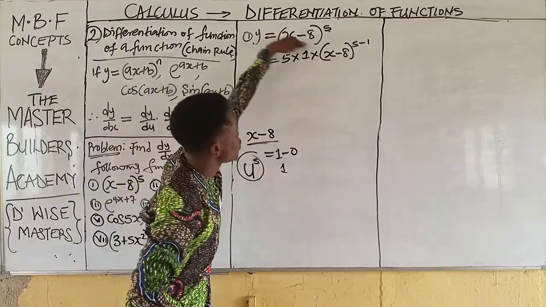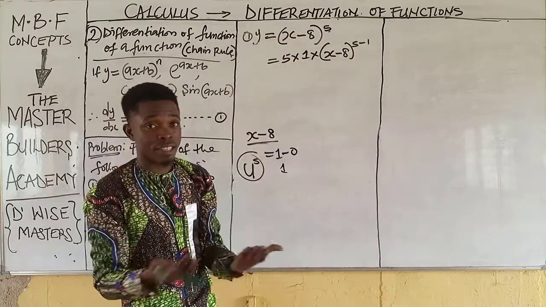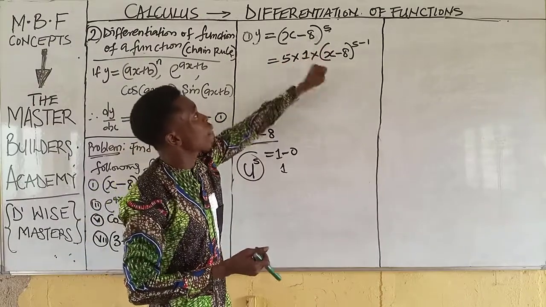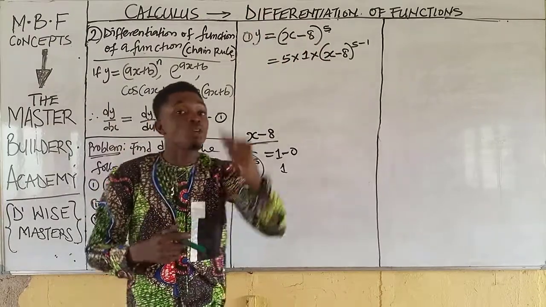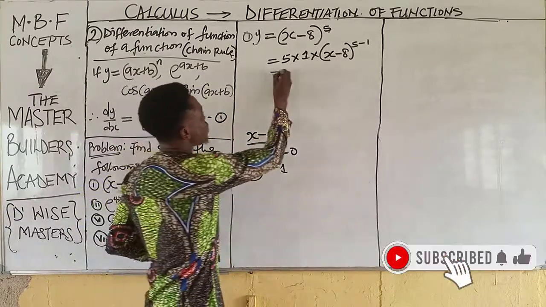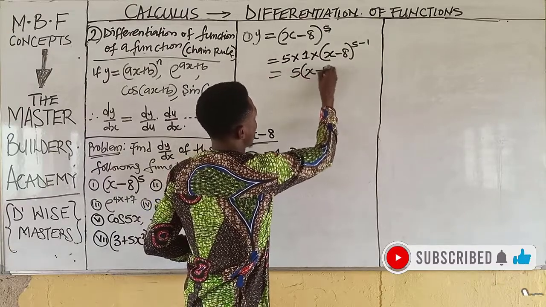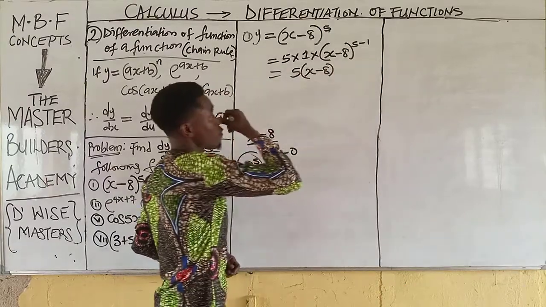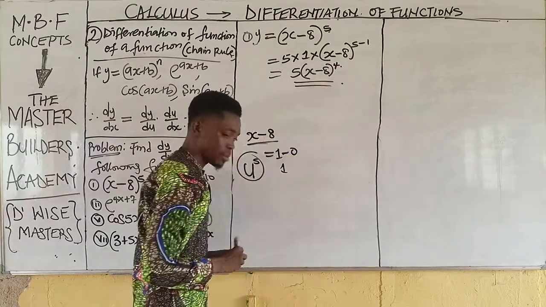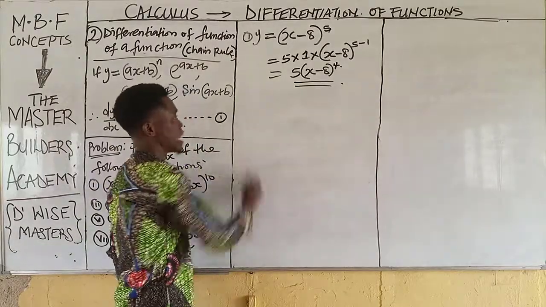Second, differentiate the function you have inside the bracket, which is the function of x, multiplied by the power, then multiply by the whole question you were given. Now reduce the existing power by 1. If this is understood, then multiply 5 by 1, we have 5. Put down your bracket, x minus 8. When you reduce 5 by 1, you have 4. This is the answer to this very question. It's as simple as this.